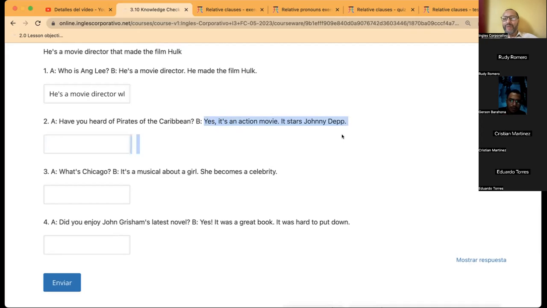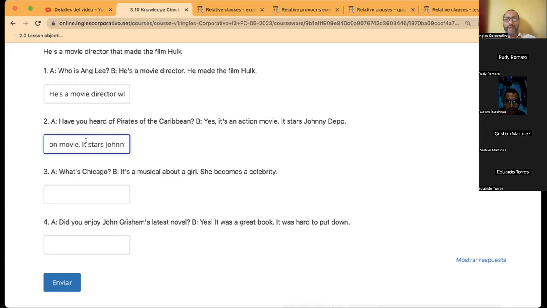Don't worry. Okay, let's try number two. Here is the topic again. Have you heard of Pirates of the Caribbean? Yes, it's an action movie. It stars Johnny Depp. Okay, so what are we talking about? A movie or Johnny Depp? A movie. Wow.